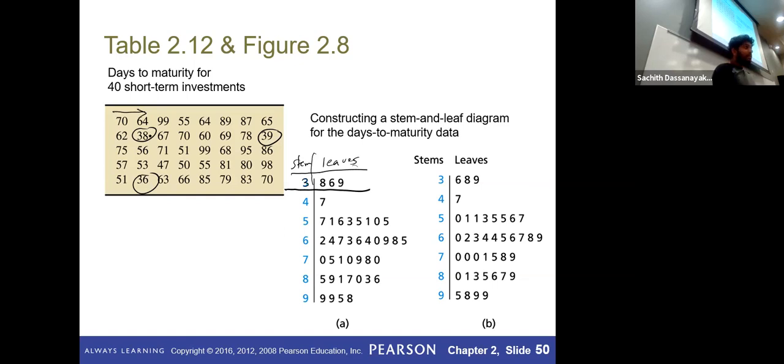First is 38, so the rightmost digit is 8, and 8 goes to the leaves part here. Then 39: 9 goes to the leaves part, and 36. For now, it doesn't matter about the order. Just put the numbers. Once you read this, you know there are 3 values, 38, 36, and 39. Same procedure, you have to expand up to 99.